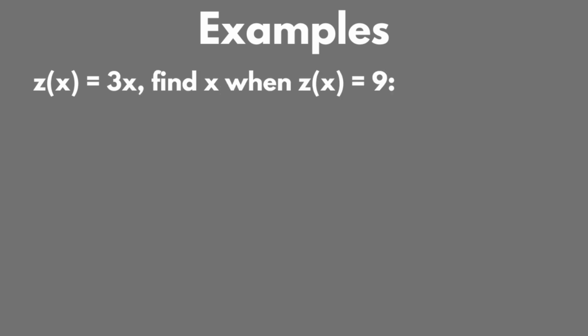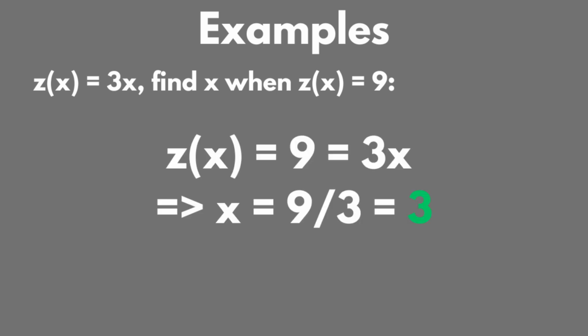Now, what if I tell you z of x is equal to 3x? If z of x gives me the output of 9, what input have I given to it? This one, the output is already provided and we are asked to calculate the input that results in that output. You have to set the formula equal to the output. So you will go 3x is equal to 9. And then when you solve this equation, you will end up with x equal to 3.